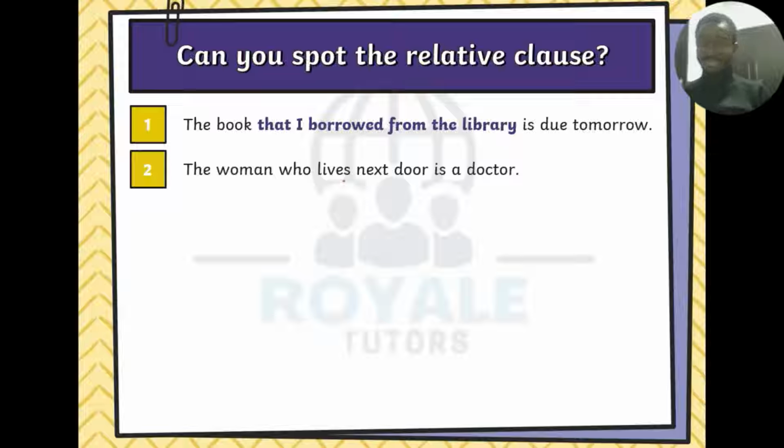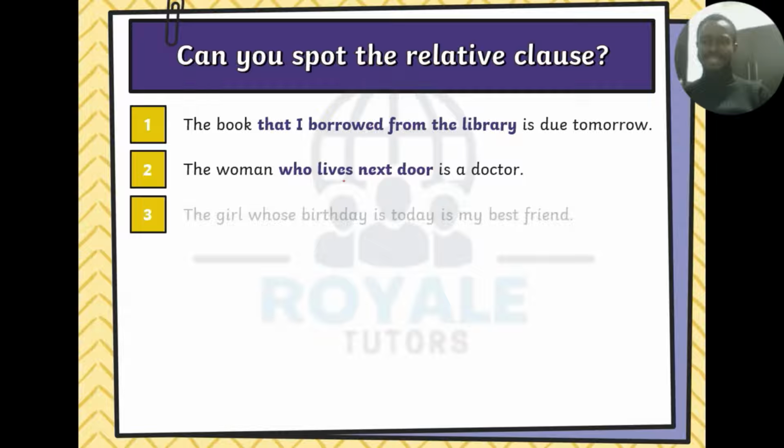I'm going to reveal the answers. Who lives next door? I hope you're right. Okay. The text says, the girl whose birthday is today is my best friend. Whose birthday is today? That's correct.